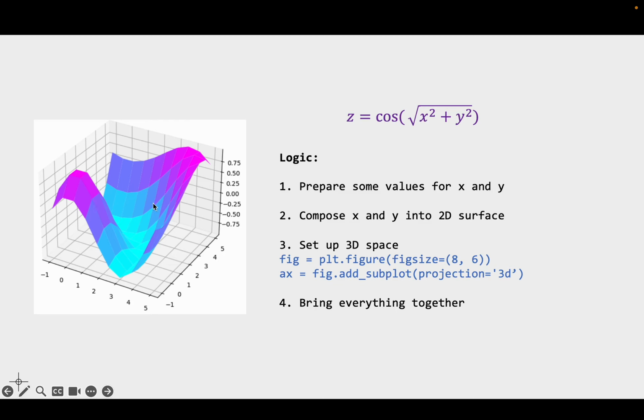Before I show you how to visualize this function, I want to share with you the logic behind this function visualization. So first of all, you need to prepare some data for x dimension and y dimension, because this function occupies three different dimensions: x dimension, y dimension, and z dimension, right? So you need to prepare some data for x and y. After you've done that, you're going to define z, because you're going to compose x and y into 2D surface. And in this case, it is helpful to define the z function.